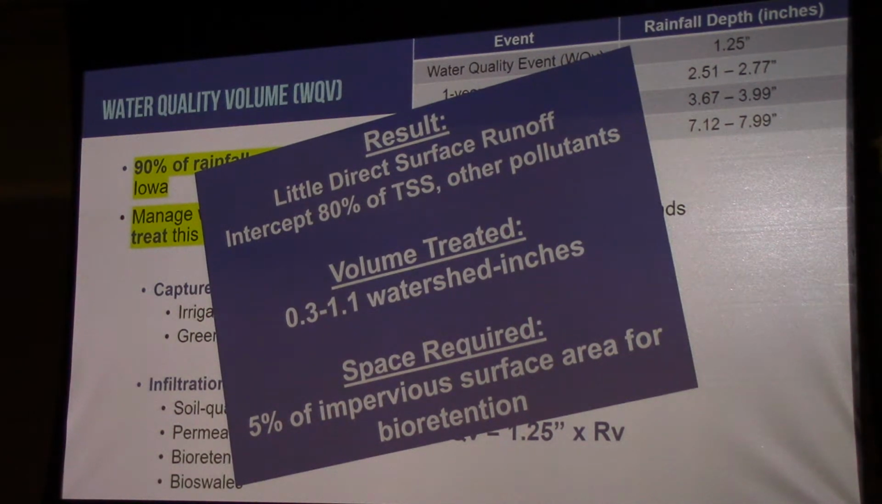Typically, the volume that's required to be treated is going to depend on that impervious cover. But if you're talking a site that's say 20% to maybe up to 90% impervious, you're going to be in that 0.3 to 1.1 watershed inches. So if you think of a watershed inch, it's if you spread an inch of water over the whole area you're draining. That's a watershed inch. So we're talking about, out of that 1.25 inches, treating anywhere from about 0.3 of it to about 1.1 inches of it.